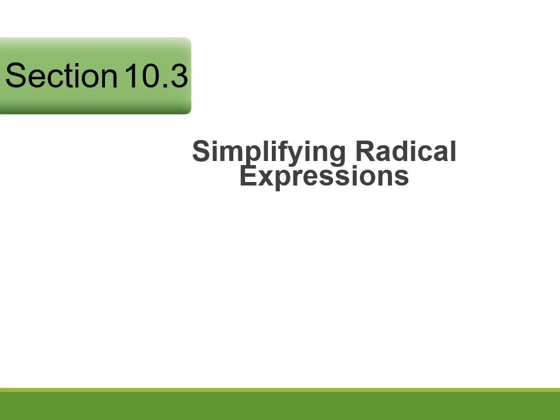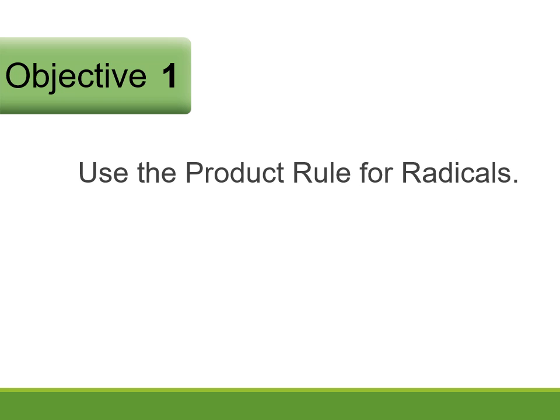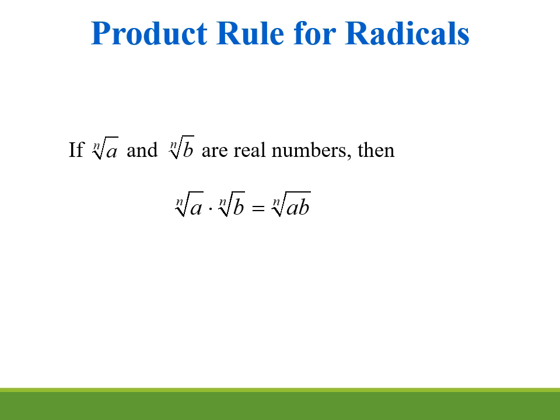All right, guys, so we are now moving on to section 10.3, simplifying radical expressions. So we're going to use the product rule for radicals. The product rule for radicals is very simple. It's saying that if you have two radicals that have the same root, then we will multiply the insides. So in this case, we have the nth root of a times the nth root of b, which equals the nth root of a times b.